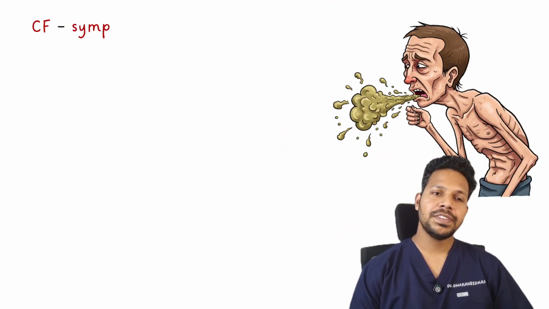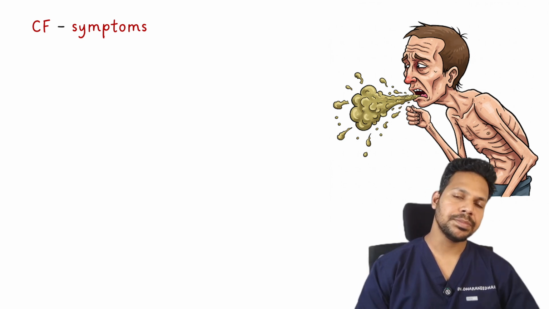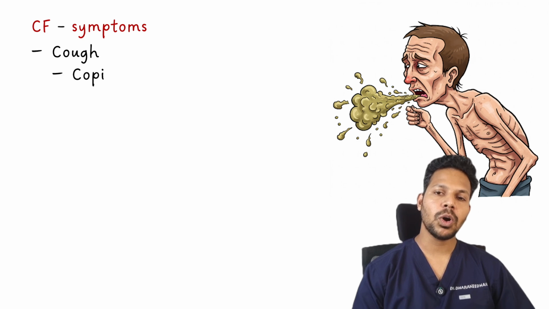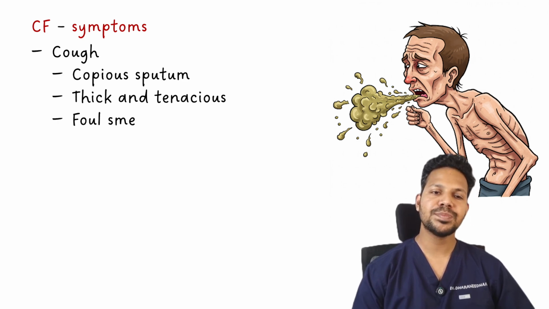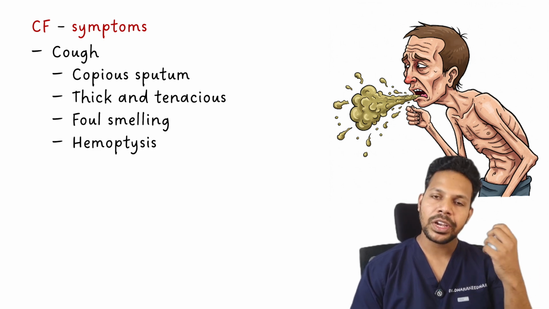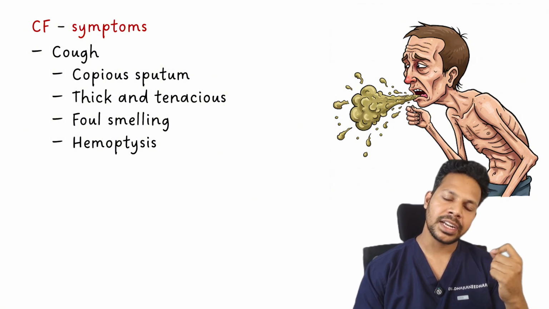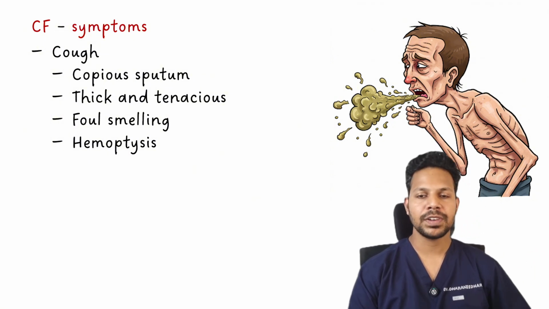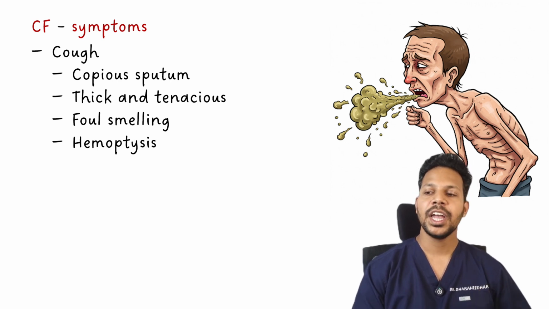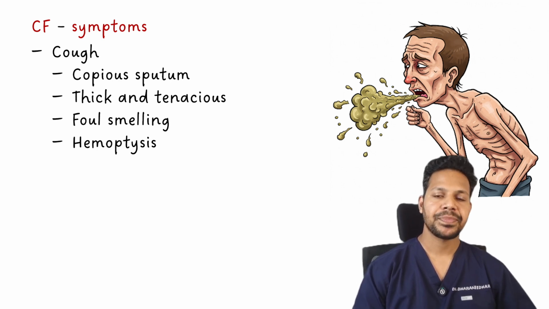Now, what are the clinical features? Let's start with the symptoms. The most predominant symptom is cough. The patient will have cough with copious amount of sputum, and the sputum is also thick and tenacious. It is foul smelling and commonly associated with hemoptysis, because the bronchial wall damage can also result in damage to the vasculature that can increase the risk of hemoptysis. Rarely, this can also cause massive hemoptysis, which can compromise the hemodynamic status of the patient as well.